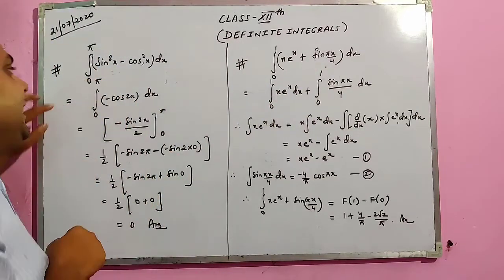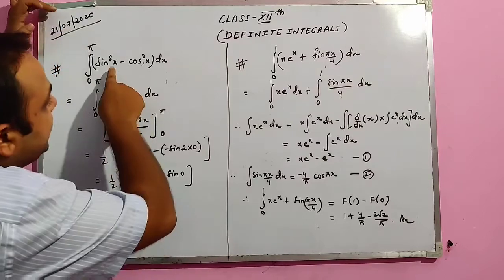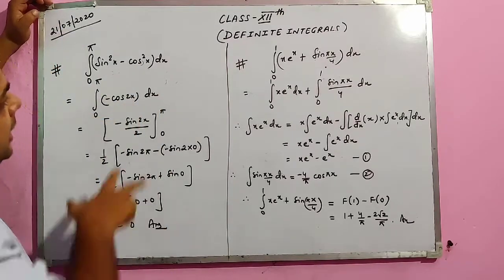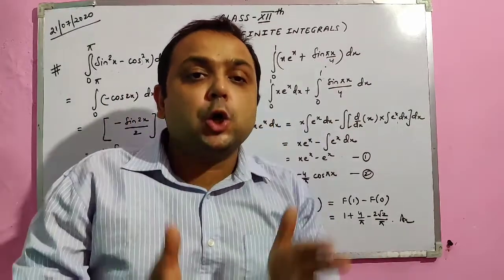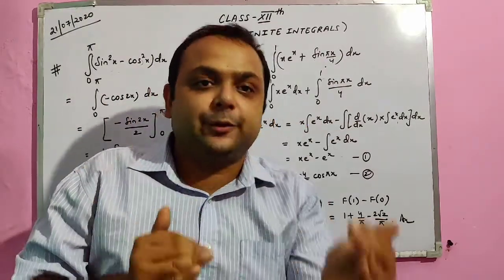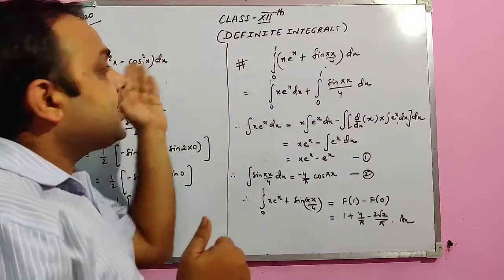Question is integration of 0 to pi sine square x minus cos square x. Now this can be written as minus cos 2x, because cos 2x is cos square x minus sine square x, and here it is written as sine square x minus cos square x.